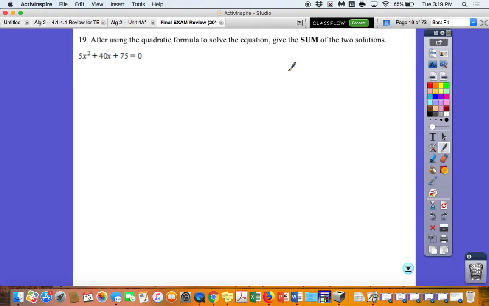You know what? Looking at that thing, I don't know if it jumped out at y'all or not, but 5 goes into all of those. You can factor out the 5 first. So if you factor out the 5, that would be x squared plus 8x plus 75 divided by 5, that's 15 equals 0. Oh my, do we even need the quadratic formula?